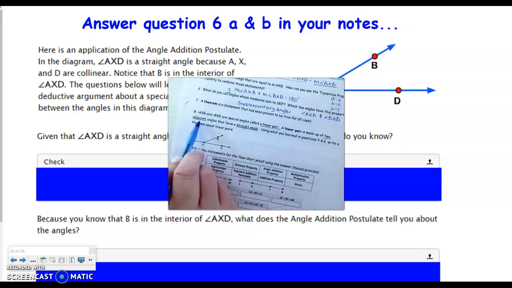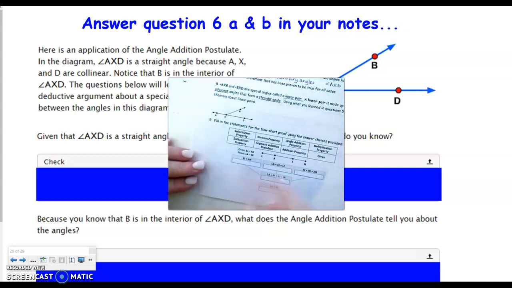They have to be adjacent to each other, which means they have to be next door to each other and share a side. And they have to form a straight angle together. So any two angles that form a straight angle together are called a linear pair. So angle AXB and BXD are a linear pair because they're adjacent to each other, they share this side, and they make a straight angle together.